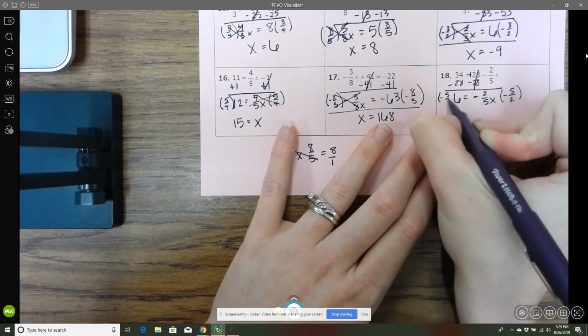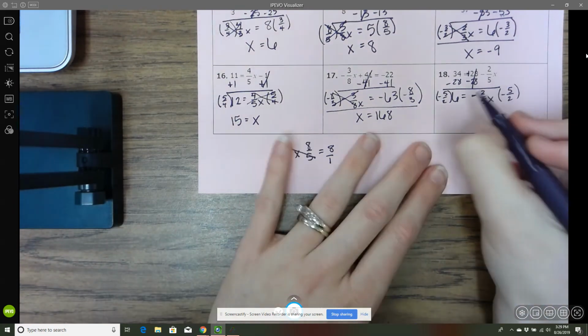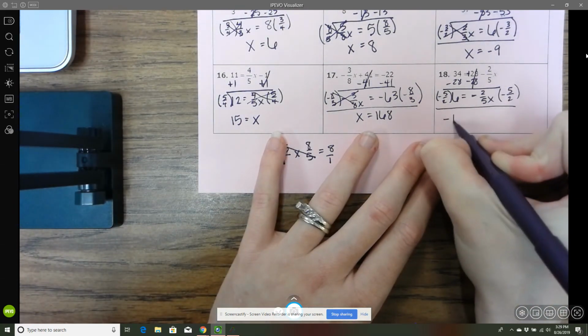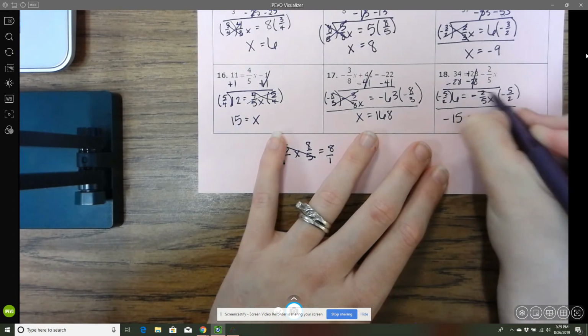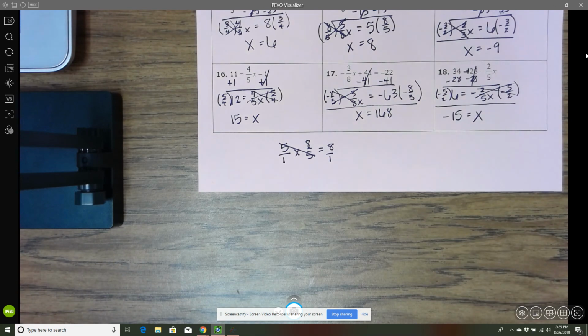Make sure you're attaching those where they need to be. And so here we would have a negative 15. These cancel, but I'm left with the x. So that's it for this video.